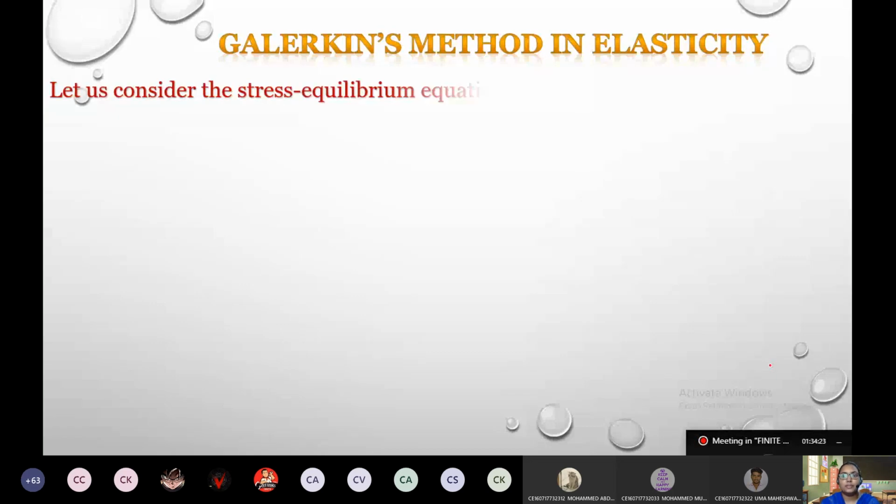Now, Galerkin's method, we have ended at equation number 6. Before going to the problems, we have seen complete 6 equations in Galerkin's method. We'll consider that last 6th equation. And we will consider our stress equilibrium equations of elasticity in this equation. Stress equilibrium equations of elasticity in equation number 6.